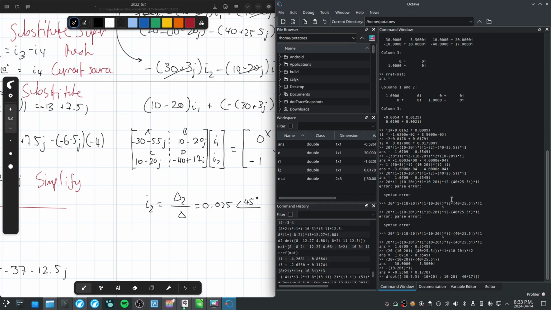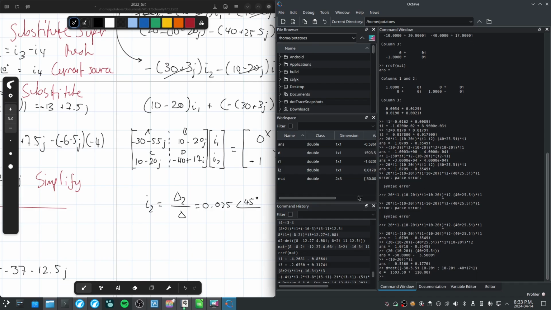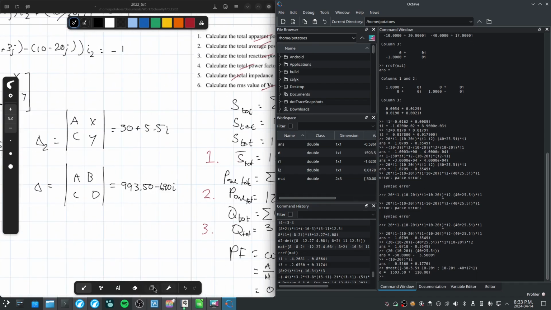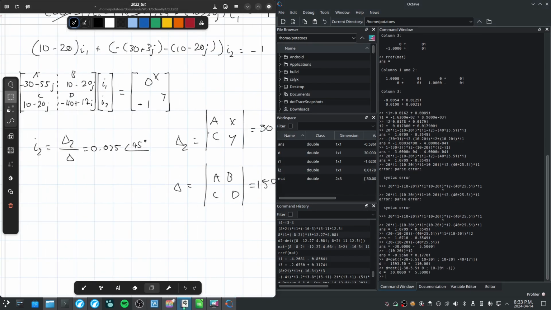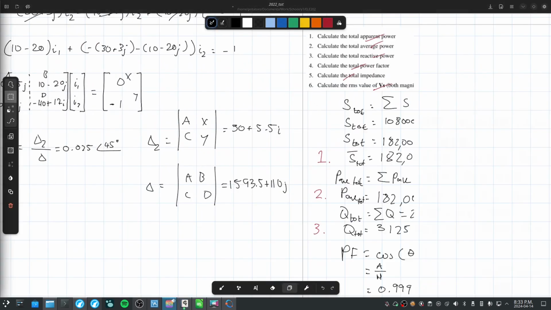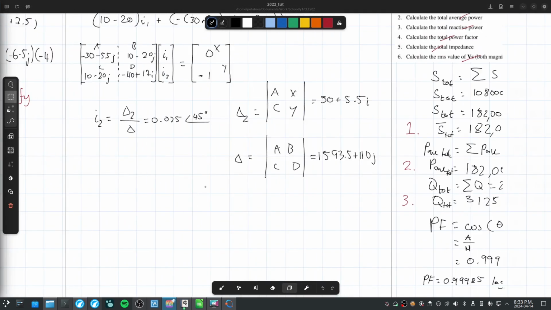You go up to the top. Let's do the determinant here. So this is the determinant of, so D here is going to be 1,593.5 plus 110j. And this here is going to be, oh lord. It's going to be -1 and that's going to be, actually I think it's going to be the same. Yeah, it's going to be the same. Okay. Yeah, it's just me figuring out Cramer's rule.